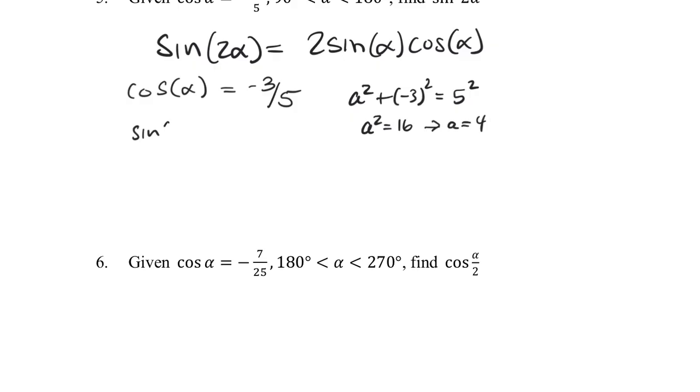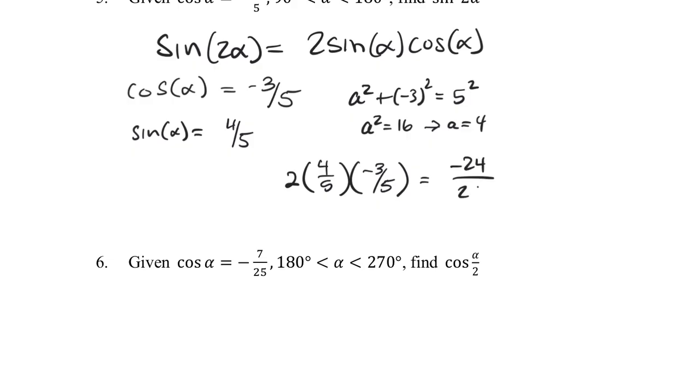So the sine of alpha is 4/5. Now, alpha is in the second quadrant between 90 degrees and 180 degrees. So in the second quadrant, sine is positive. So we're going to keep this as positive 4/5. So now we can evaluate that identity. Sine alpha is 4/5. Cosine alpha is negative 3/5. So this is 2 times 4 times negative 3. That's negative 24/25.